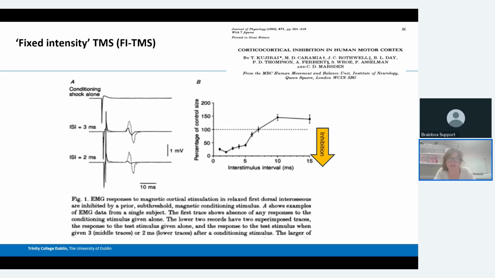So where the mean amplitude has gotten smaller than in the absence of the conditioning stimulus, you can see this inhibition, so these values below 100 in this case, for interstimulus intervals of 1 to 5 milliseconds, which is our short interval intracortical inhibition. Actually, if you make the interstimulus interval longer, you start to see the opposite. You start to see facilitation, where the MEP gets bigger when you have the conditioning stimulus. So that's the basis of fixed intensity TMS.